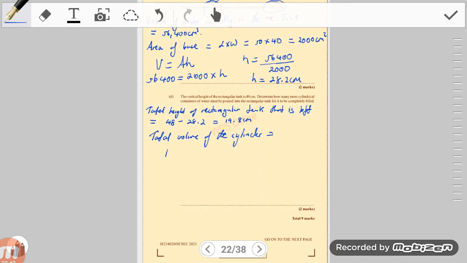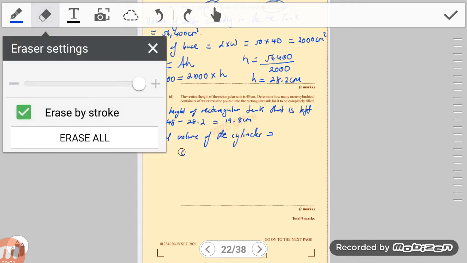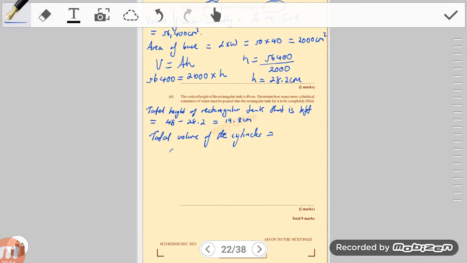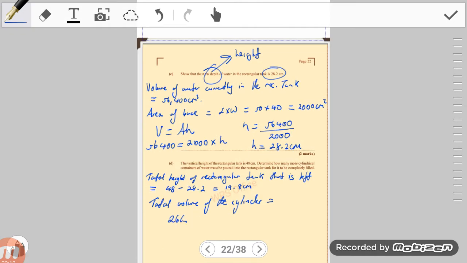So I'm going to take the volume of the cylindrical tank, which is 26,000. Let's confirm what that is. 26,400. And we're going to divide that by 19. Actually, let's see here.